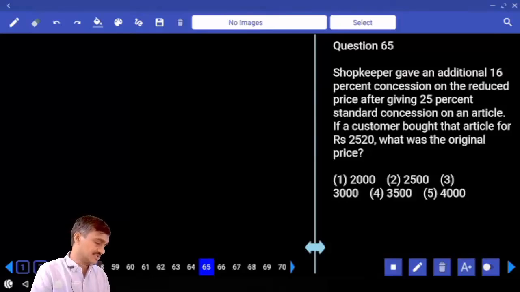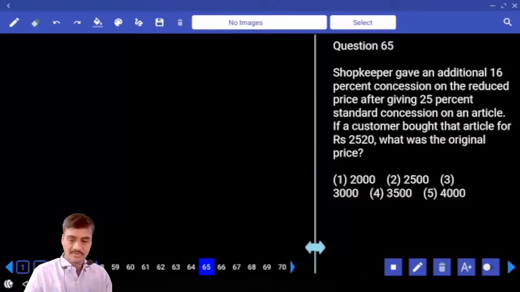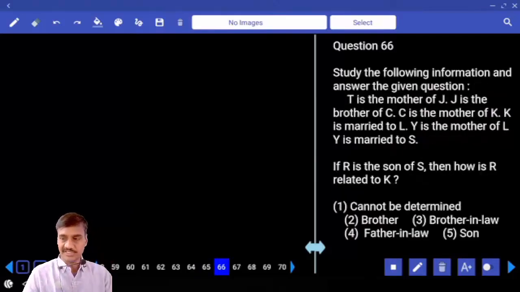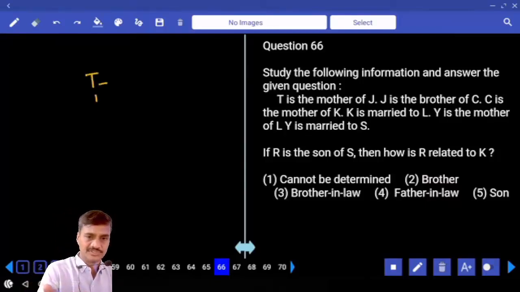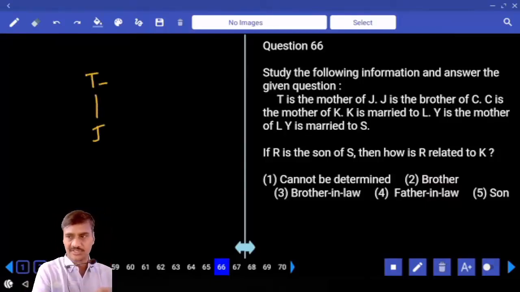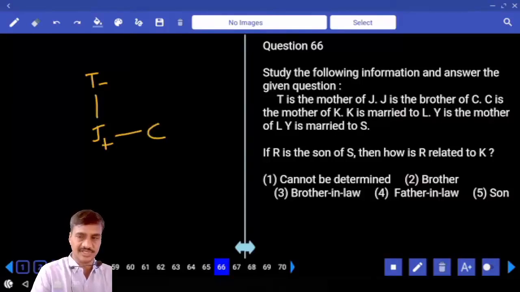Question number 66 onwards. Now in this one, T is the mother of whom? T is the mother of J. This can be written like this: J is the brother of C, J and C.